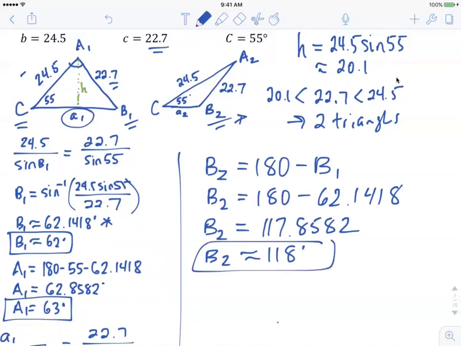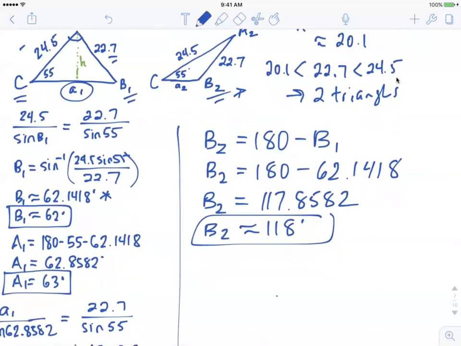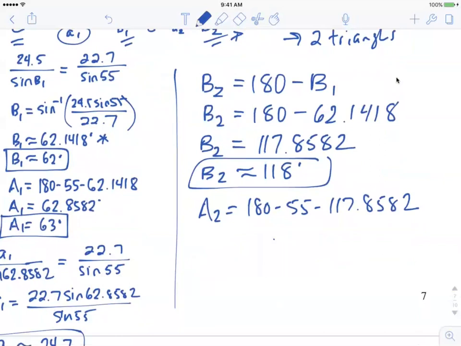Yes, that's B2. Now from that, I can get A2, using the 180 rule in a triangle. So A2 is 180 minus the 55 minus that 117.8582, again for accuracy. So that's going to bring me to 7.1418, or approximately 7 degrees for my A2.